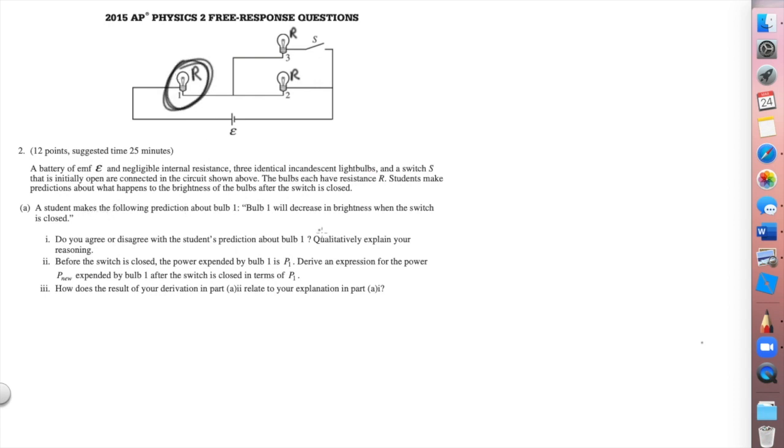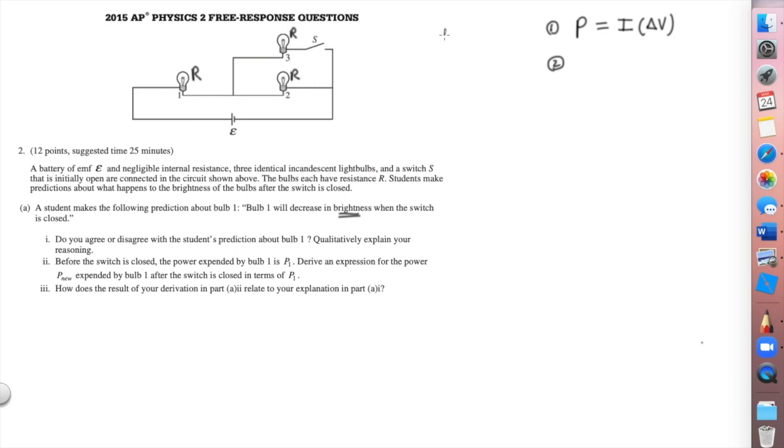Now, a student makes a prediction about bulb number 1. The prediction is about its brightness, and the brightness of a bulb relates directly to power. Since they're talking about brightness here, brightness is power. The circuitry power equations, let's put them up here. The one that's on the College Board equation sheet is P equals I delta V. But there are 2 other power equations, and the way you get those is by substituting in Ohm's law.